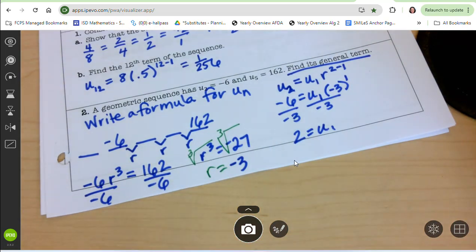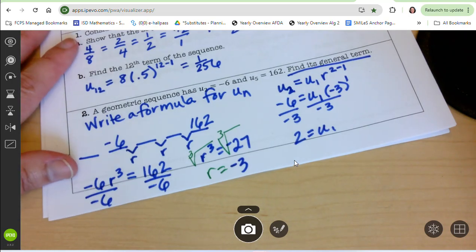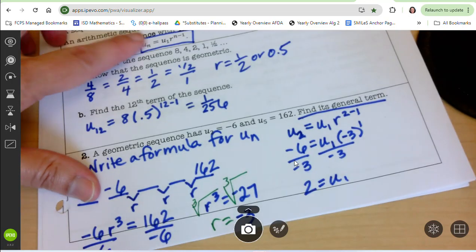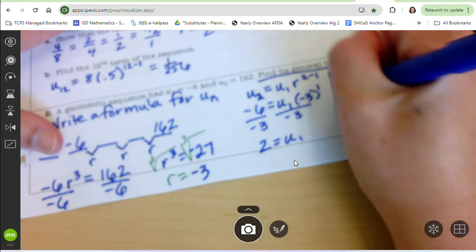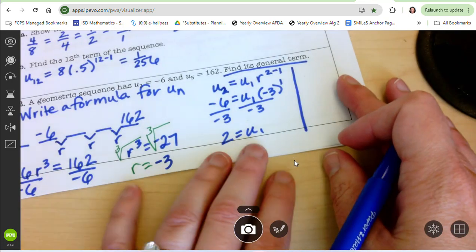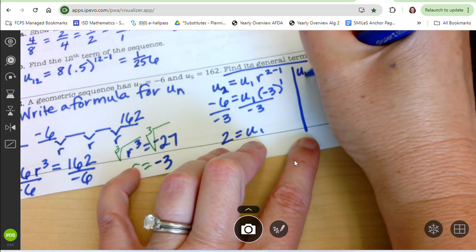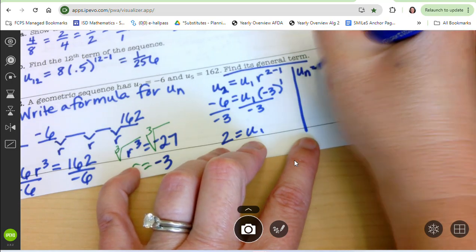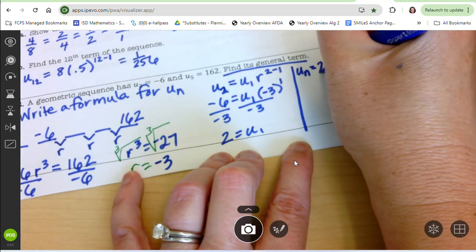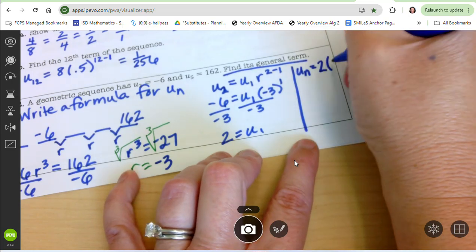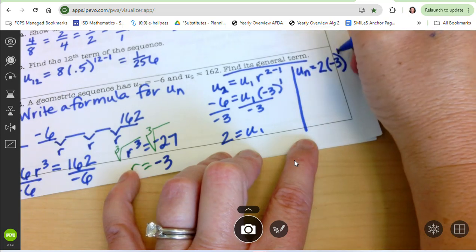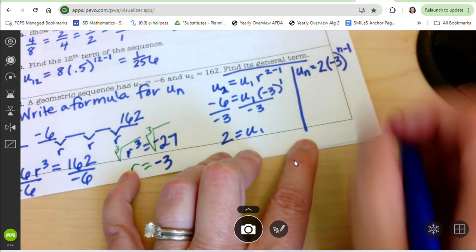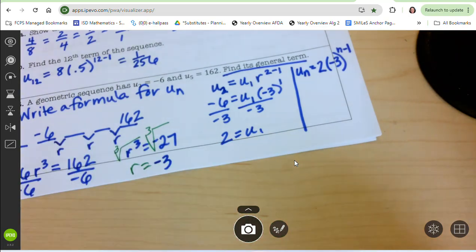So now that I know what r is and I know what u sub 1 is, I can write the formula using this equation up here. This equation up here, I'm going to substitute into it. So, final answer. U sub n stays a variable. U sub 1 is the number 2. r is the number -3, and n minus 1 stays a variable. This is the general term.